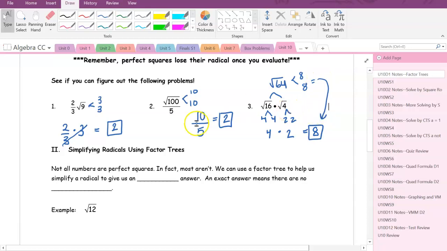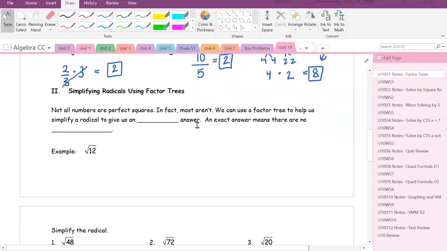All right, so having perfect squares is easy, but realistically, most radicals do not have perfect squares. So we're going to use a factor tree to help us simplify a radical to give what's called an exact answer. An exact answer means there are no decimals. Okay, so we're not rounding at all. This is kind of like math fracking a radical, okay, which your calculator doesn't do, so we're going to show you how to do that.